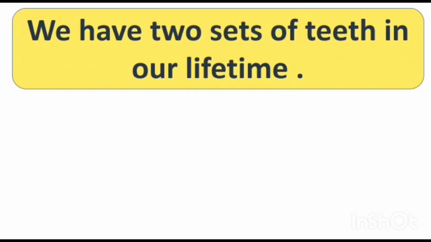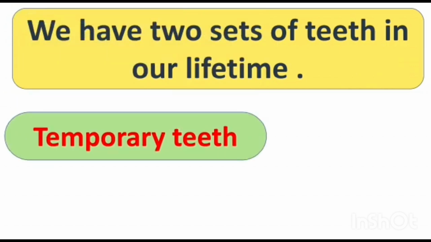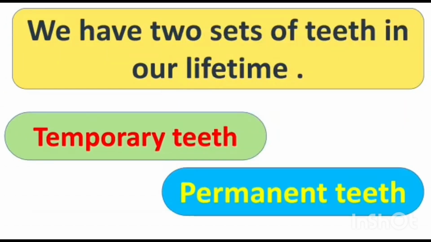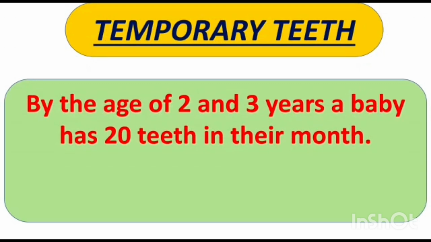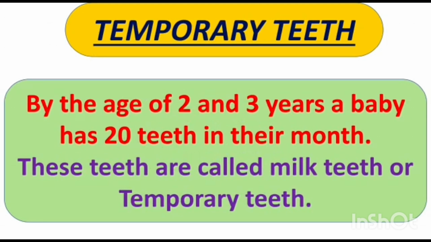We have 2 sets of teeth in our lifetime. As you all know, the first is temporary teeth and the second is permanent teeth. So first we will talk about temporary teeth. Kids, do you know babies are born without any teeth? They get their first tooth when they are 8 months old. But as they grow up, by the age of 2 or 3 years, a baby has 20 teeth in their mouth. These teeth are called milk teeth or temporary teeth.